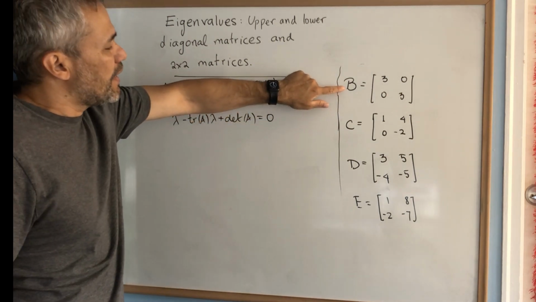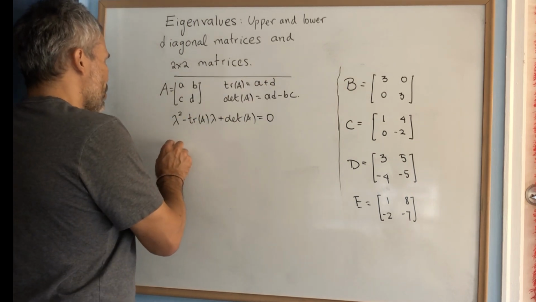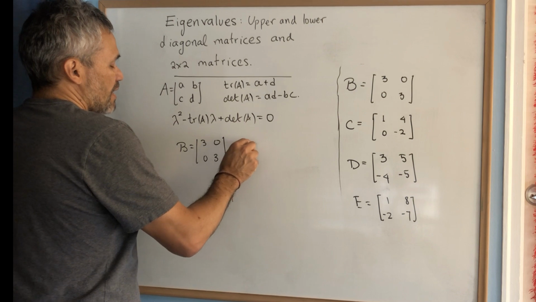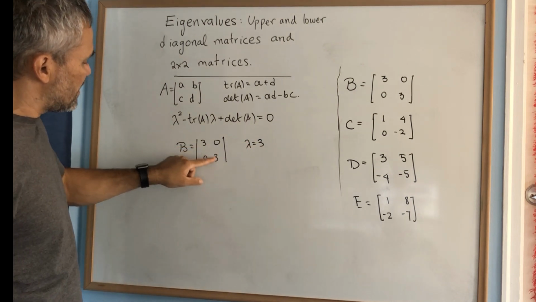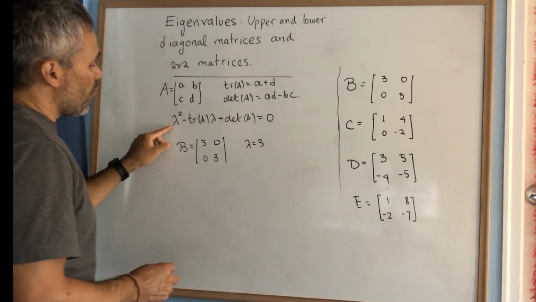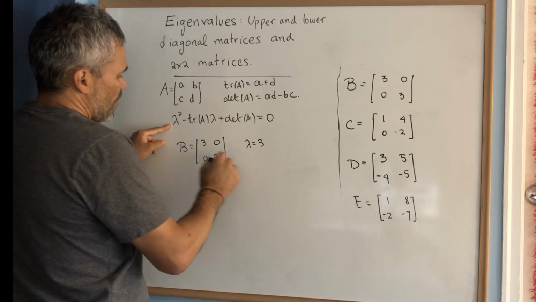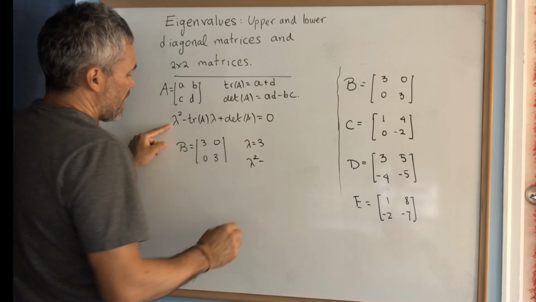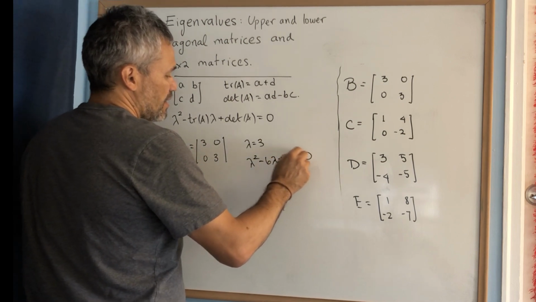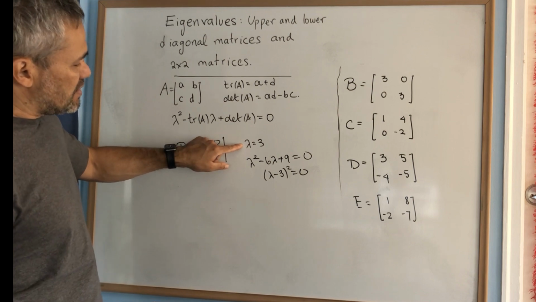Let's compute the eigenvalues, eigenvectors and eigenspaces for this matrix B. For the matrix B, we have that the eigenvalue is lambda equal 3. The only element in the diagonal is 3. This is an upper diagonal matrix or lower diagonal matrix. We can also do it using the characteristic polynomial, and we can use this formula. We have to solve lambda squared minus the trace, which is 6, lambda plus the determinant 9 equals 0, and we get lambda minus 3 squared equals 0, which gives us lambda equals 3.